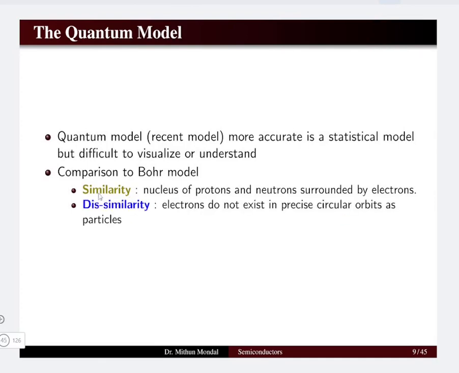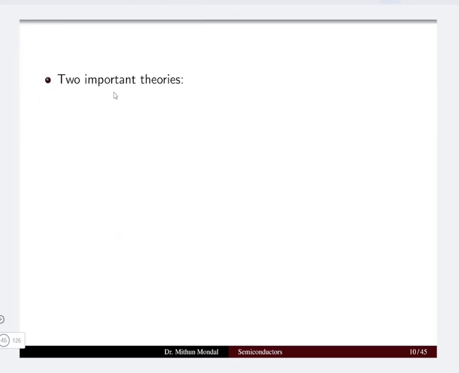However, the dissimilarity is that the electrons do not exist in a precise circular orbit as particles. In the Bohr model, we have seen that the electrons are revolving around the nucleus as a particle, but here we do not say that the electron is moving in a circular orbit precisely as a particle. So that is the dissimilarity from the Bohr model. There are two important theories for the quantum model that we are going to discuss.